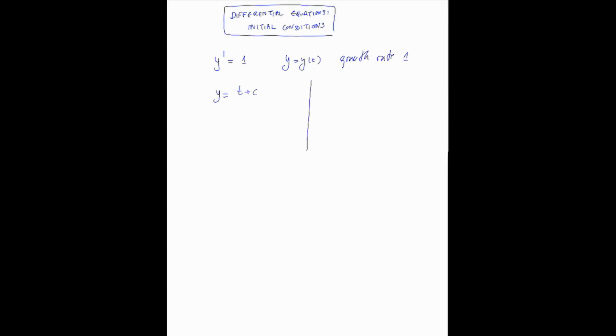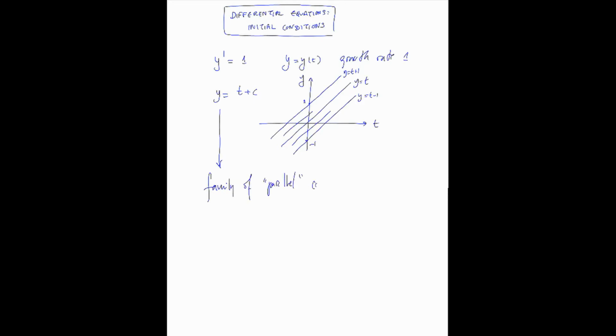This is a family of curves, where here is t and here is y. Actually, it's a family of lines. Here we have y equals t, and here we have y equals t plus 1, assuming this is 1. And here we have y equals t minus 1, assuming that's the point minus 1, and so on. So these solutions are a family of parallel curves because all of them have the same slope. They grow at the same rate.